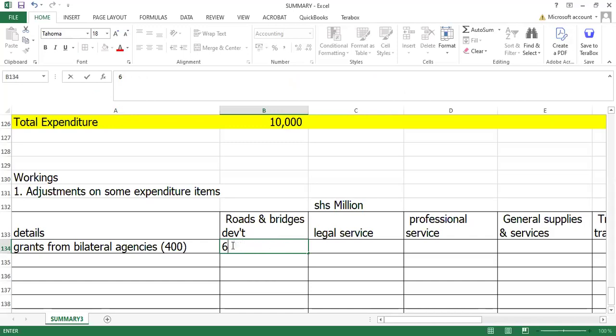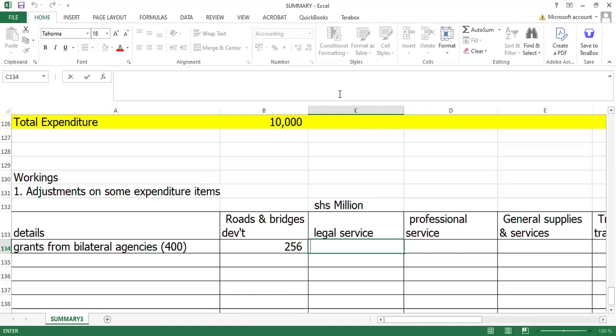But for me, I'm not going to do that. But for you, you do it. This is 64%, to know where these things are coming from. 64% times 400. What about legal service? How much? Okay, what percent?